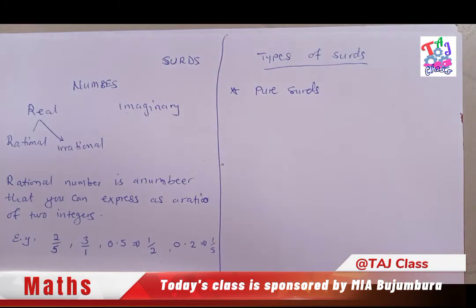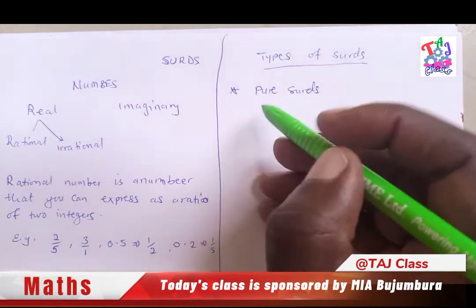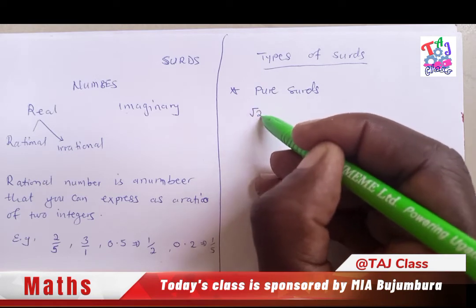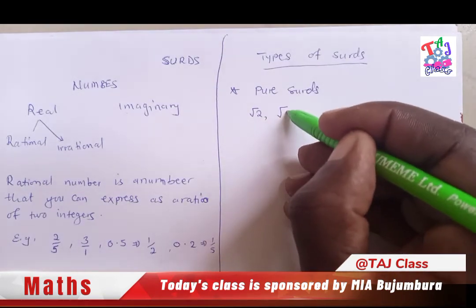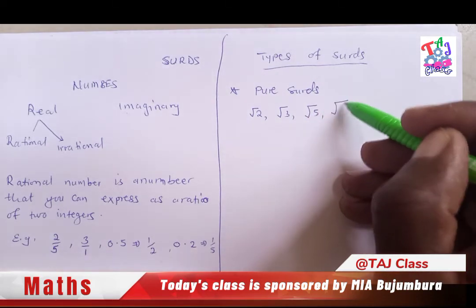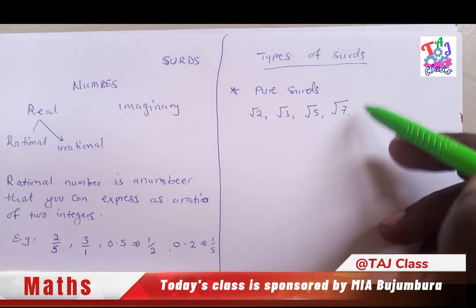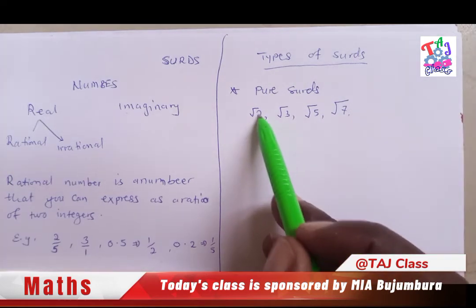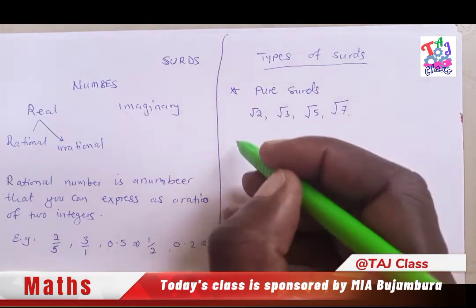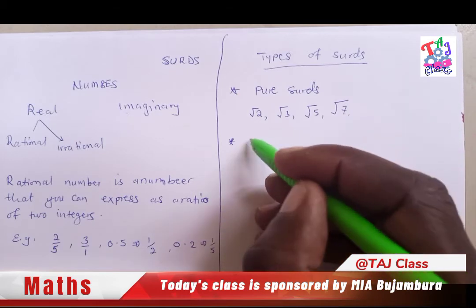Now, pure surds, this is where we have only one real number put under root. That is to say, this one is a pure surd. The square root of 3 is a pure surd. The square root of 5 is a pure surd. The square root of 7, like that, continues. These are pure surds because they only have one rational number that is put under root. And then the next type of surds is what we call a mixed surd.